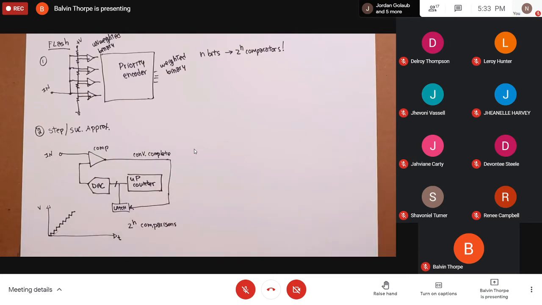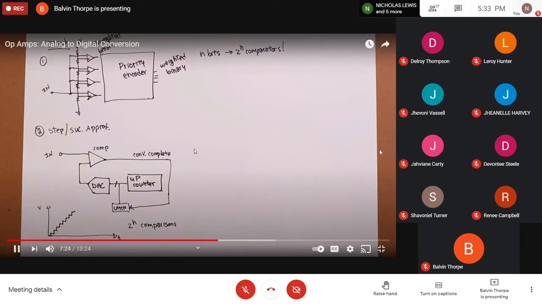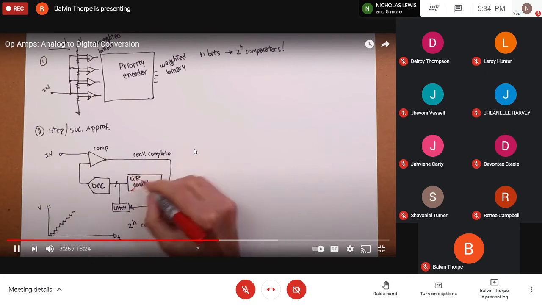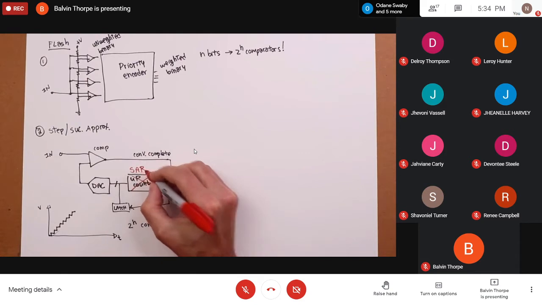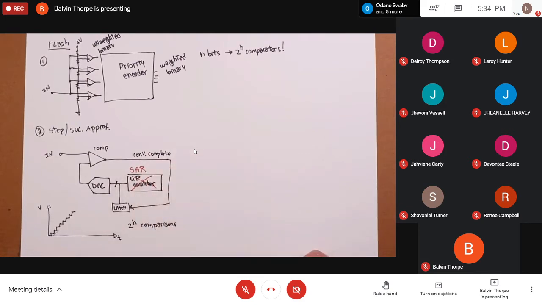And that upgrade is to use, instead of an up counter, a successive approximation register, an SAR. Now, what that essentially does is it produces a series of values. Instead of just going from 0 up, it produces a set of values bitwise working from MSB down to LSB.